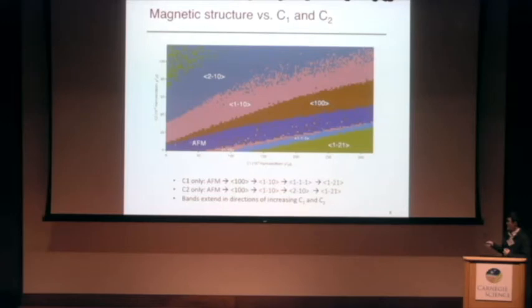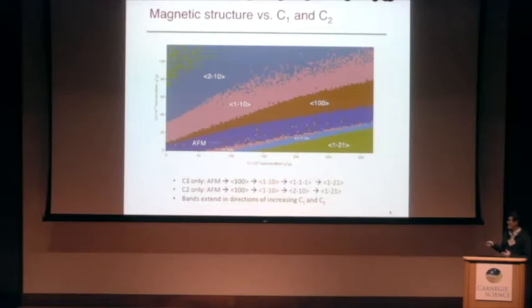with AFM, then there's one here, the 1, 0, 0 cycloid, then the 1, minus 1, 0 cycloid, then 1, 1, 1, minus 1, minus 1 cycloid, then the 1, minus 2, 1 cycloid. On the other hand, if we keep C1 at 0 and increase C2, we will have the AFM, then 1, 0, 0 cycloid, 1, minus 1, 0, then there's another one, 2, minus 1, 0, and then 1, minus 2, 1.